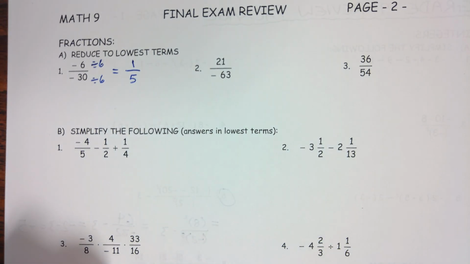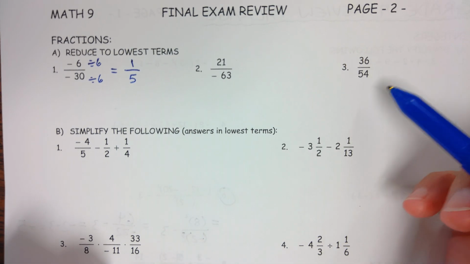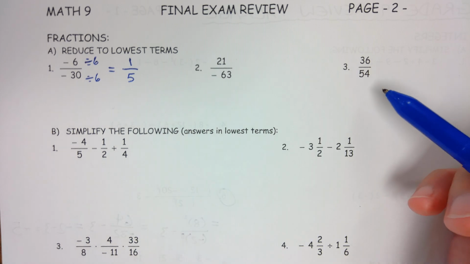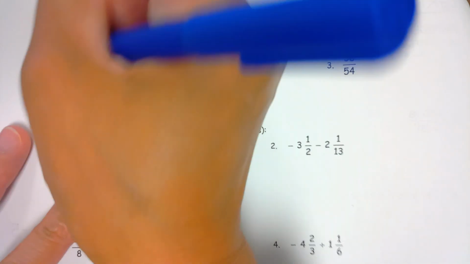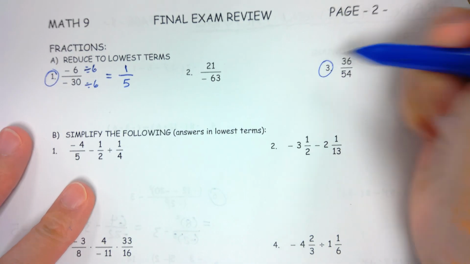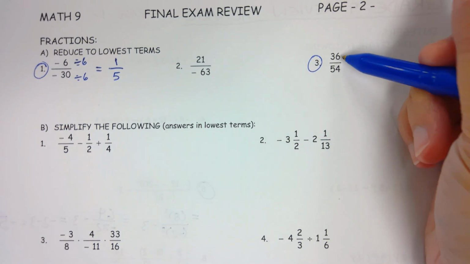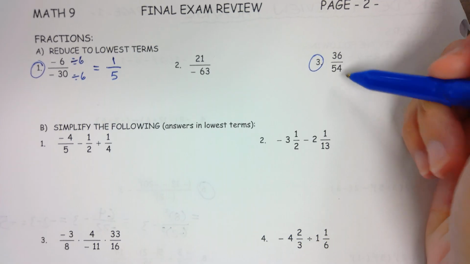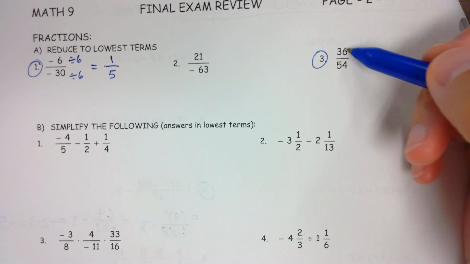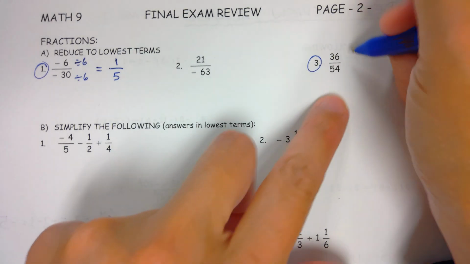Right? Same thing for these. So let's say number 3 right here. I'm just gonna, again, I'm picking and choosing questions. So number 3 right here. Here's a little trick. Whenever it's an even number, I can always divide it by 2. So if the top and bottom are even, I can always divide it by 2.